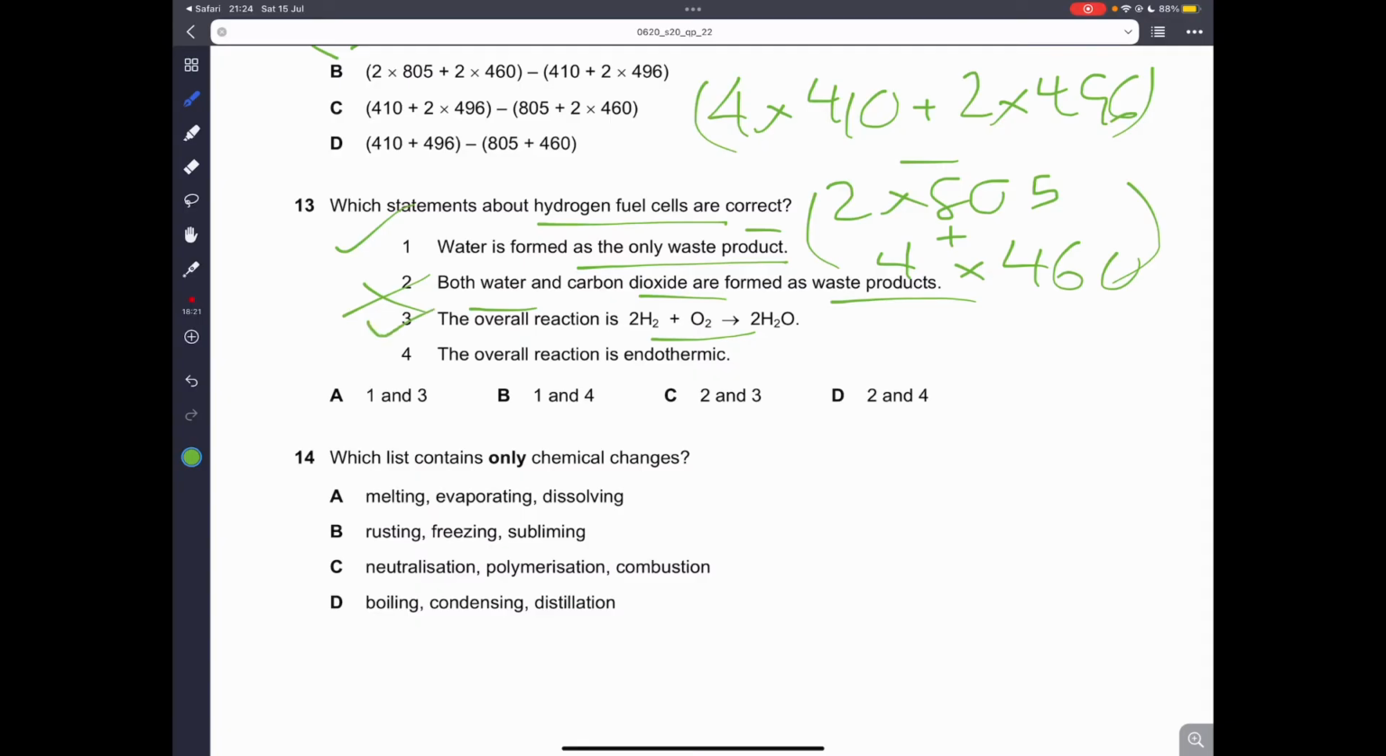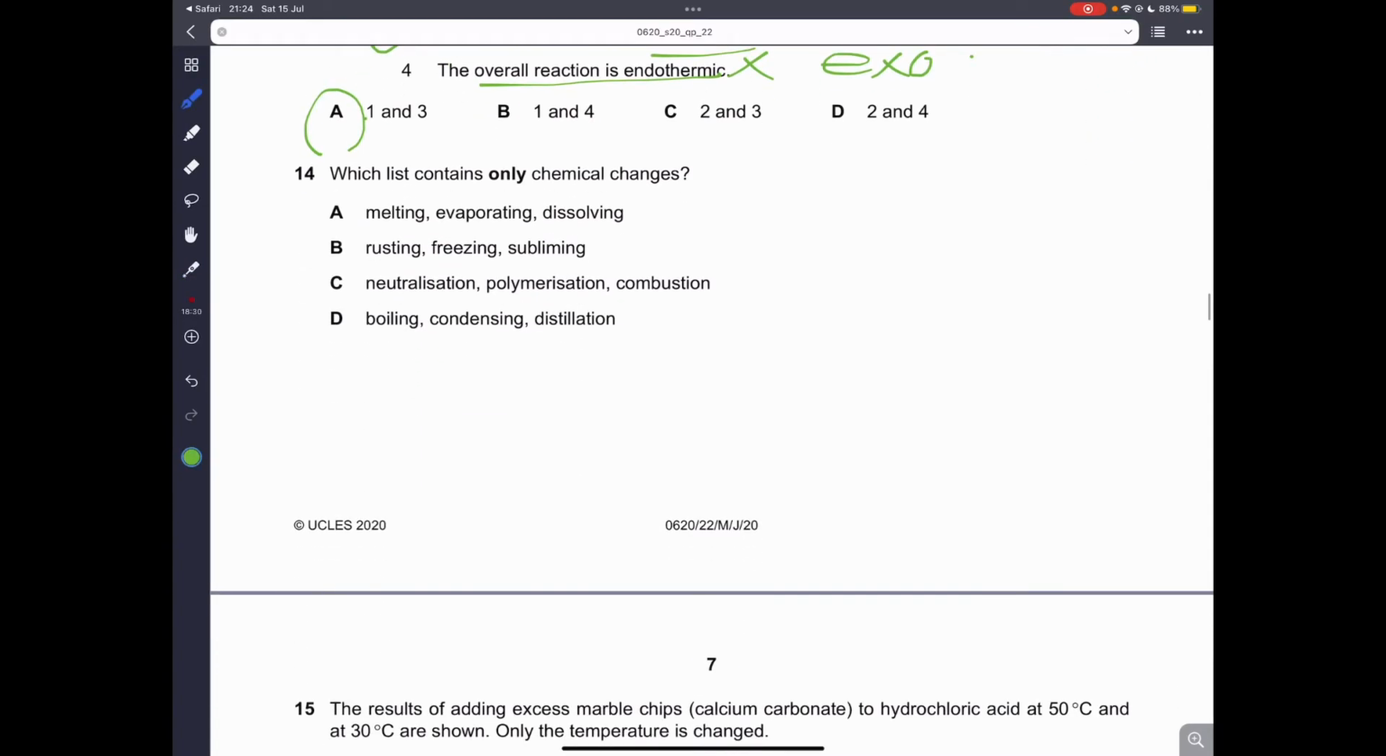This is correct. The overall reaction is endothermic. This is wrong. It is exothermic, and therefore 1 and 3. A is the correct answer. Question 14. Which list contains only chemical changes?